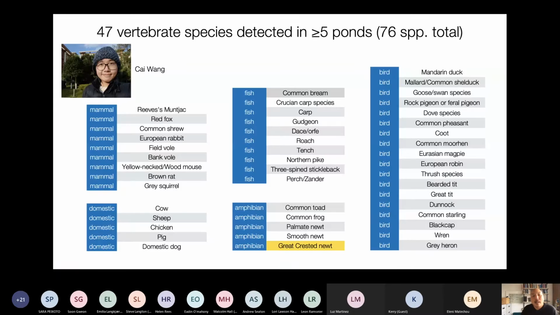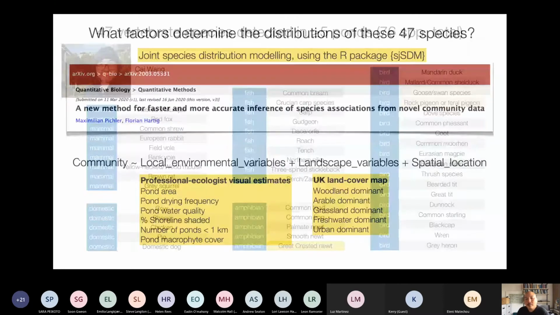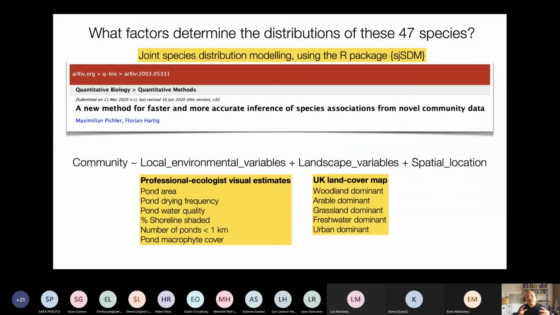Thank you very much. And my student, Tai Wong, found these species. So we got domestic animals, birds, fish, amphibians. So again, with metabarcoding, we get a whole range of vertebrates from one single sample, including the great crested newt. Now, we want to understand what's determining the distributions of all these species.